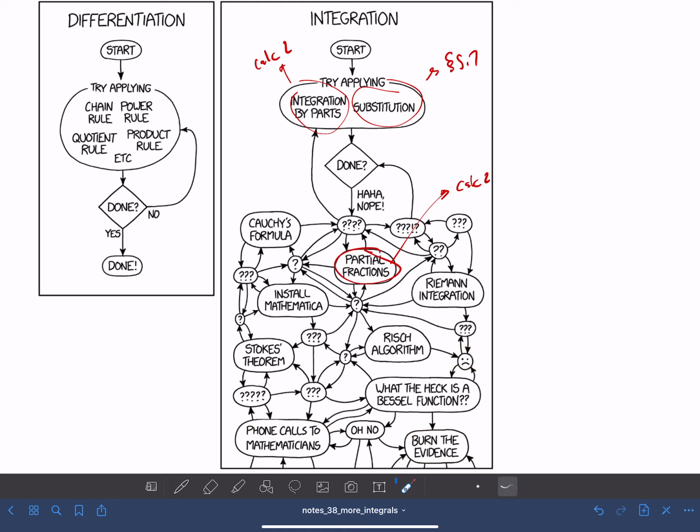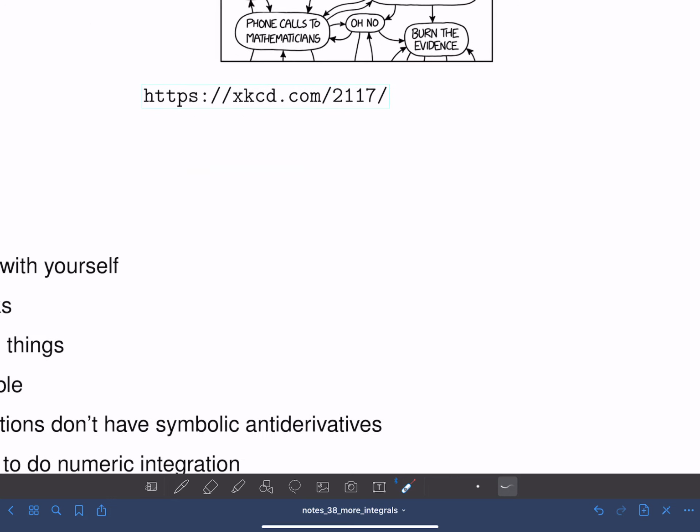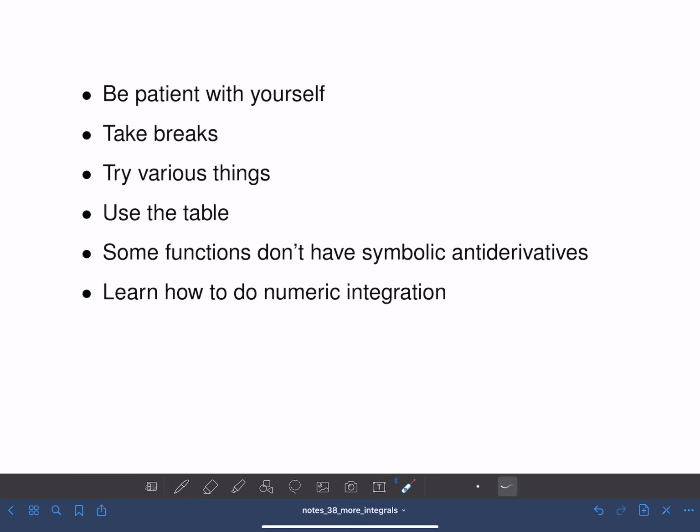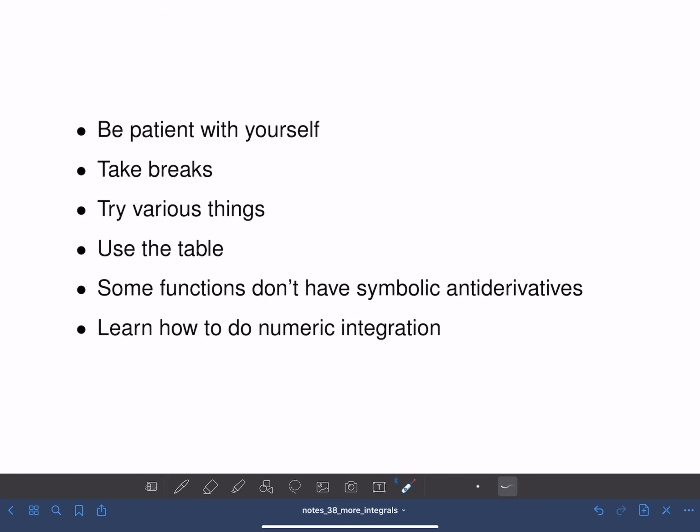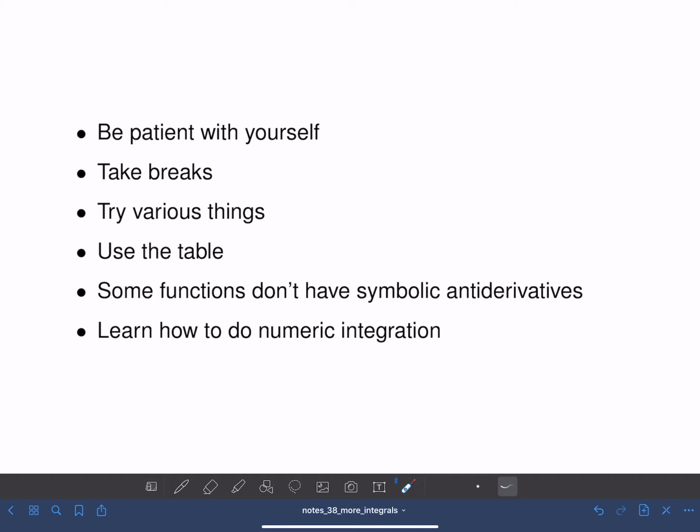But I think that some general advice can still be given. All right, be patient with yourself. Take breaks. Try things and let them be wrong. Use the table on the back of the book. Add things to the table as you find new ones. Some functions don't have symbolic antiderivatives, and you're just going to have to accept that as well. And in that case, I think you should learn how to do numeric integration.